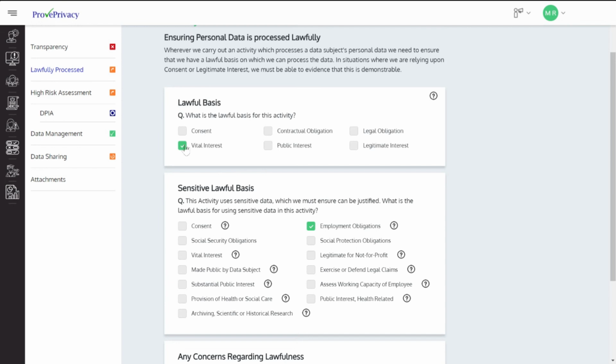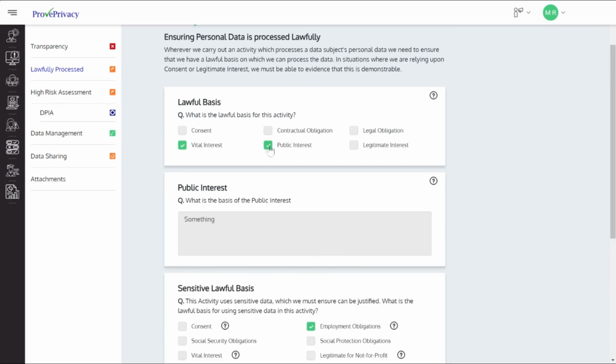You can rely upon vital interest when the processing is required to protect the vital interests of either the data subject or another person. For example, in preserving the life of an individual. You can rely on public interest where the activity is required for tasks carried out in the public interest, such as preserving law and order. This may also be used if the data controller requires the activity as part of the official authority invested in it.